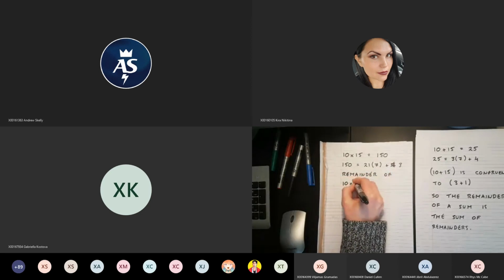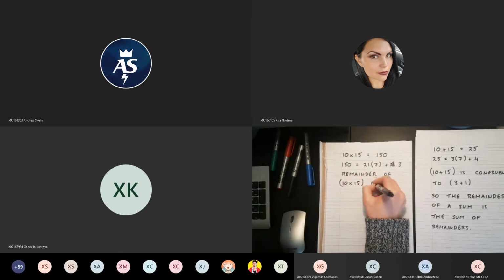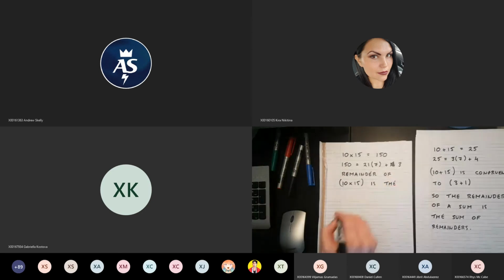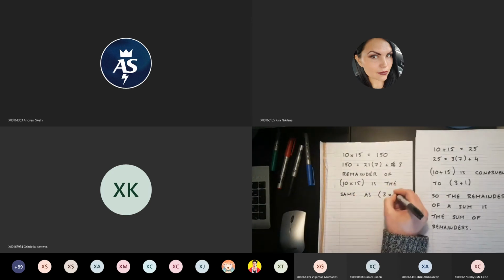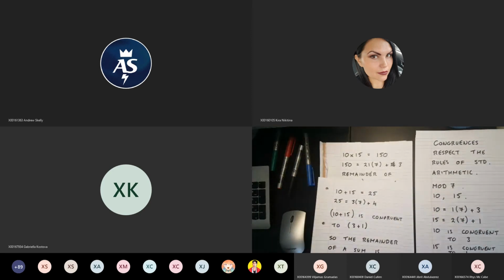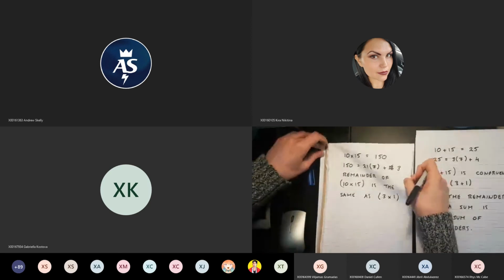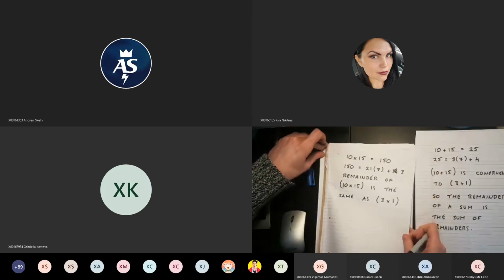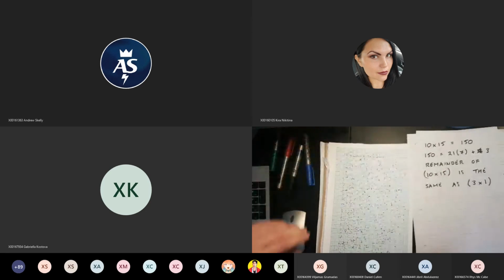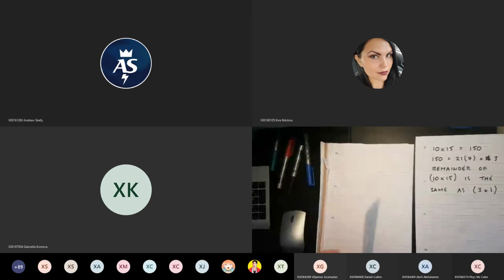So the remainder of 10 times 15 is the same thing as what? Well, it's 3 times 1. And of course 3 and 1 were my two remainders that I had before. So congruence is really nice because it respects the effects of multiplication and addition. And this is very, very important. Otherwise, this would not be something that would have any use at all. So multiplication and addition are well behaved.